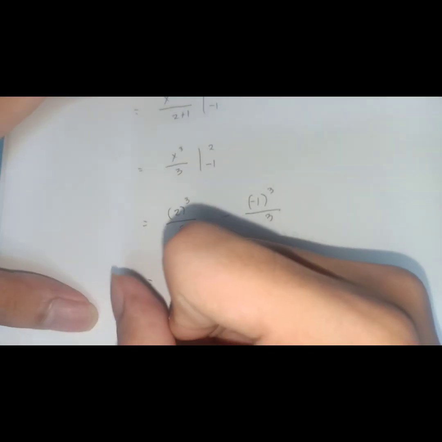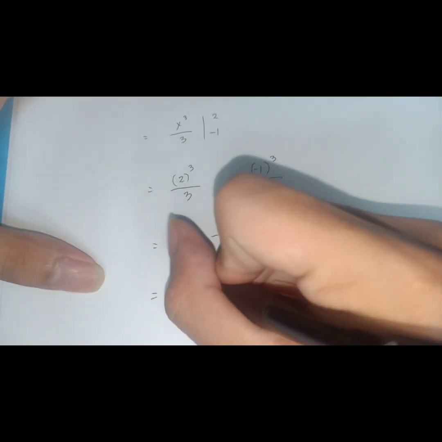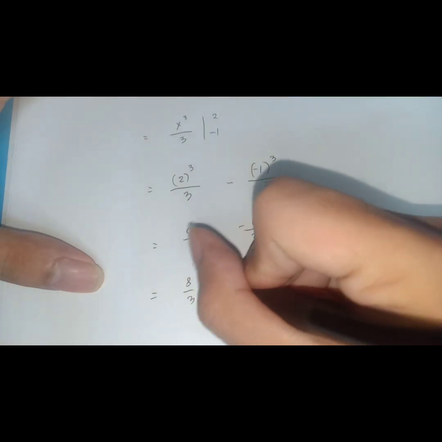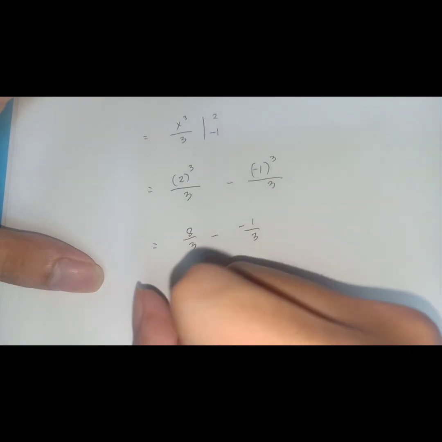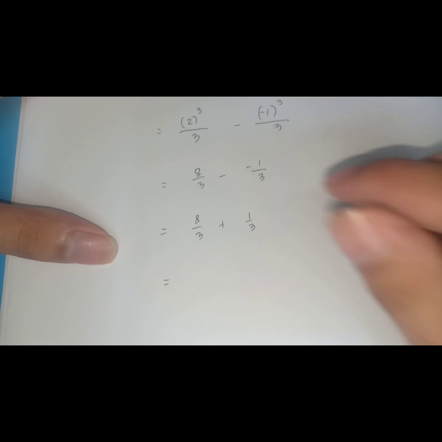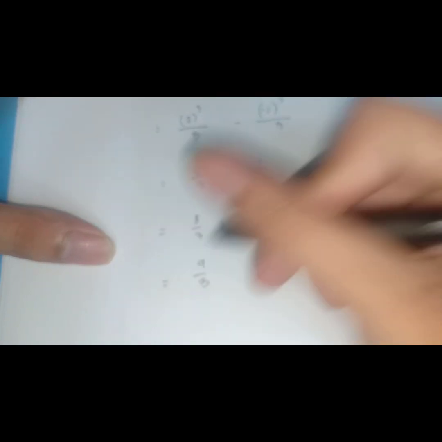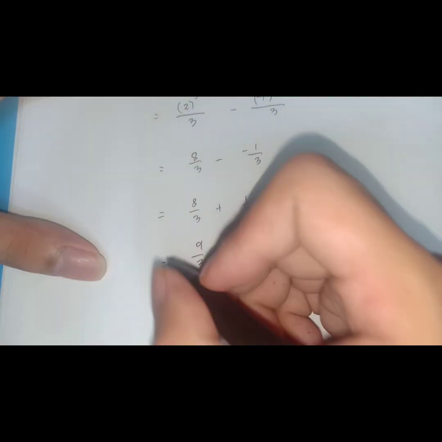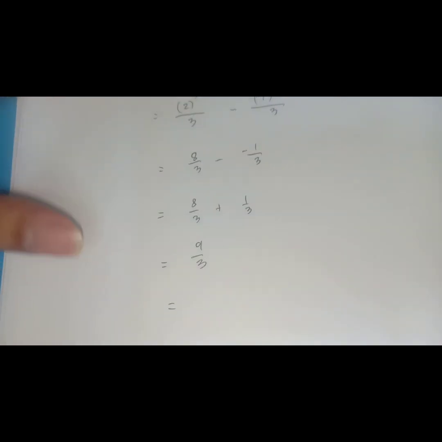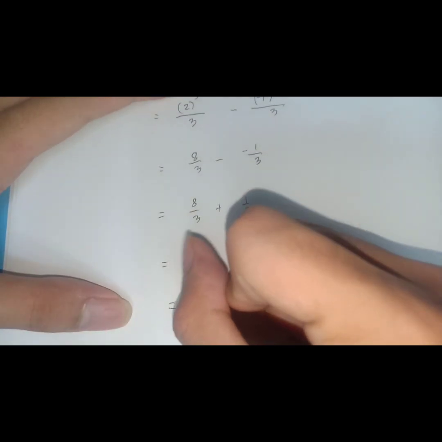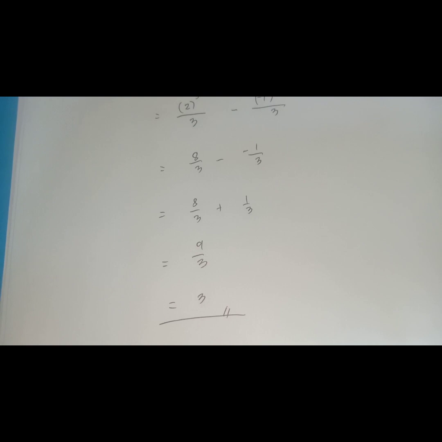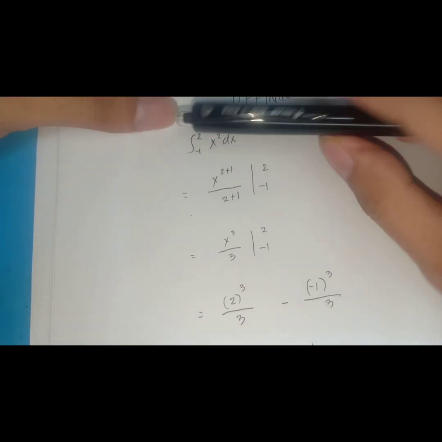So 8 over 3 plus 1/3 is equal to 9 over 3, or 9 divided by 3 is equal to 3. So that's our answer to this equation. So we are finished with the power rule.